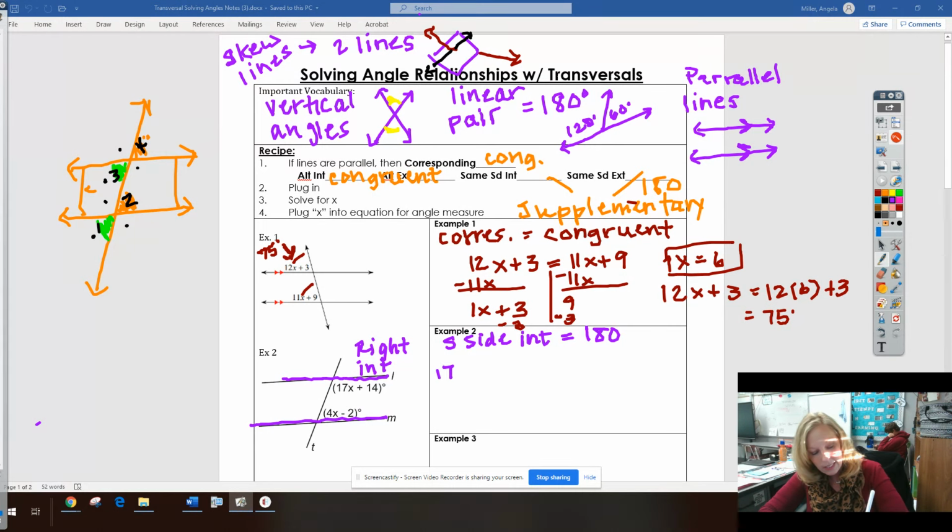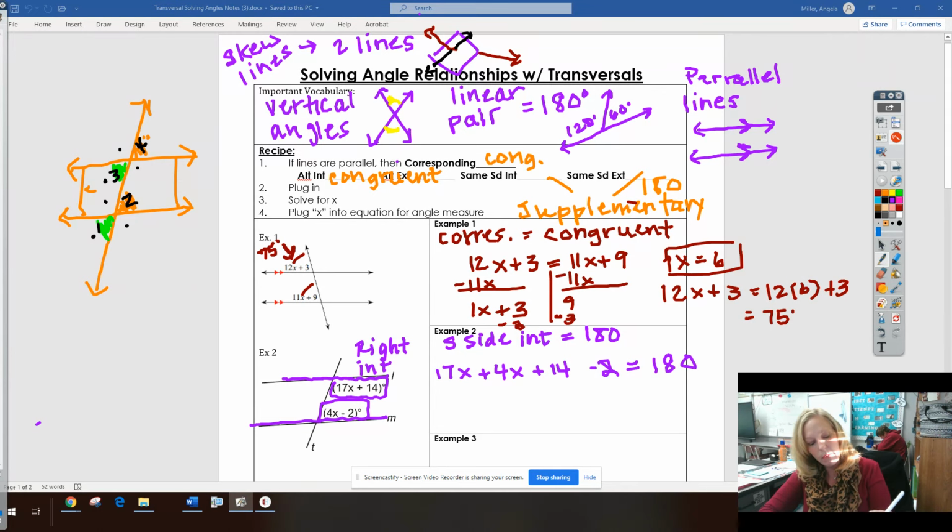So 17x plus 14 plus 4x. Oh, that's a minus 2. Make sure you watch your negatives. Minus 2 equals 180. And if you're wondering where I got those numbers from, I got them from right here. 17x plus 14 and 4x minus 2.